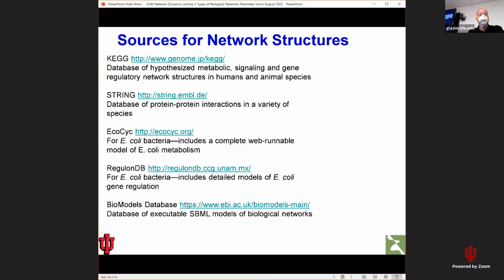There isn't a single place to go for networks. KEGG used to be the go-to place. There are a bunch, and I've asked you again in the homework to try to find some resource that you find interesting, and find one network on the resource and tell me about it. And if you find one that's interesting, we'll add it to the slide. Next year, we'll have a longer list.